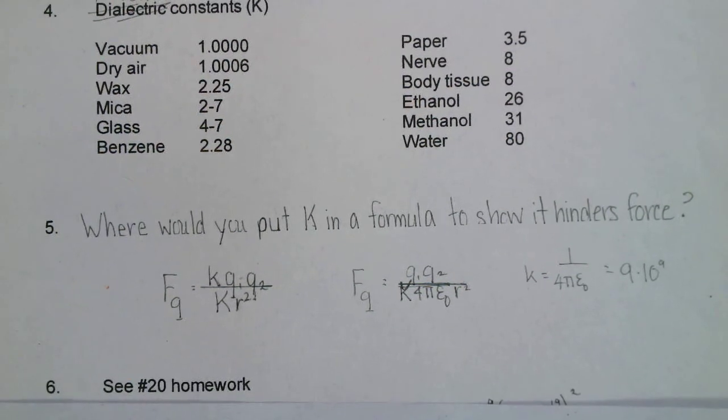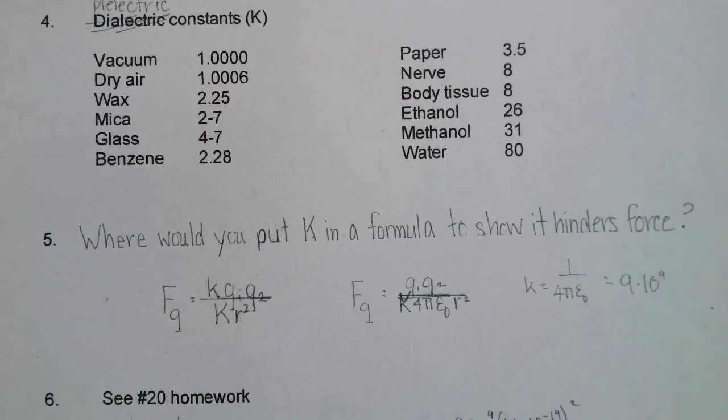All right, so number 20 in the homework, let's go ahead and look at that. Number 20 in the homework says, and I've got a little drawing there for you, calculate the force between a sodium ion charge E and a chlorine ion charge negative E when separated by 2.8 times 10 to the negative 10 meters in air, and then when separated by the same distance in water.